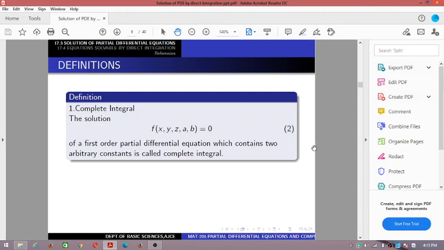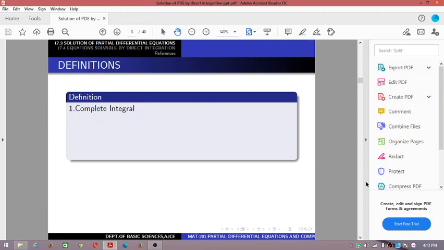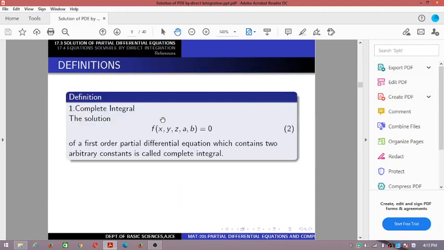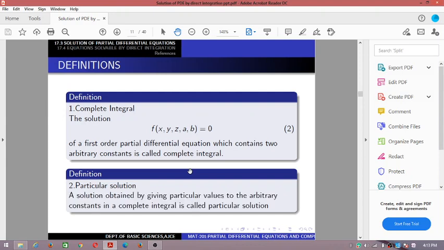Let us check equations 2 and 1. Equation 1 is having F as the capital F. This is a mathematical expression. And in equation 2 we have small f, which is a different mathematical expression. Note both are the same. Now the particular solution of a partial differential equation is the solution obtained by giving particular values to the arbitrary constants in a complete integral, which is called a particular solution.